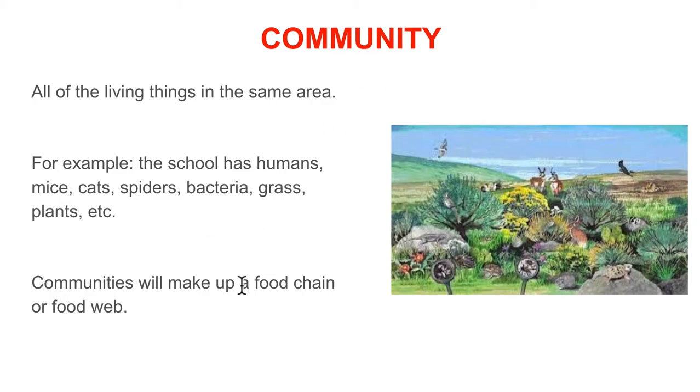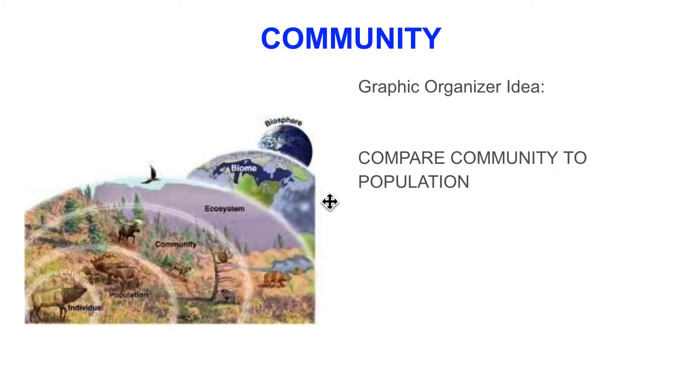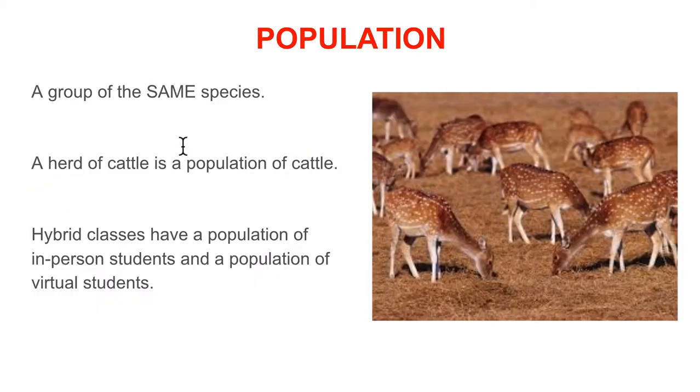One thing about a community is they make up food chains and food webs, which you should already know a little bit about. So a really good graphic organizer here for community would be to compare these two words, community and population. Population is our next vocab word, but they like to ask you the difference between these two on your STAR test. So a population is a group of the same species.